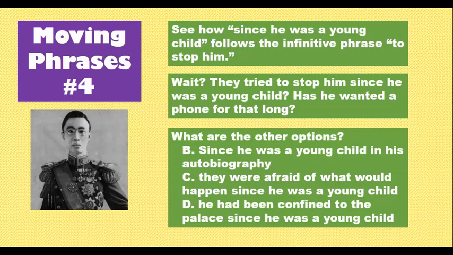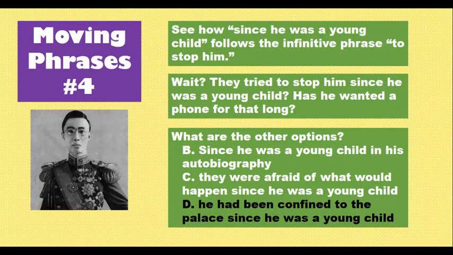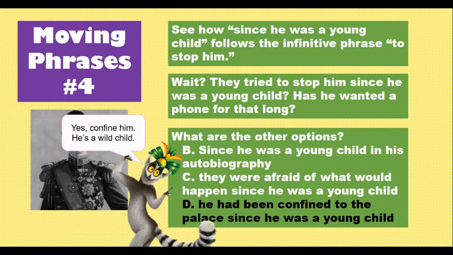And so it says, well, since he was a young child in his autobiography, they were afraid of what would happen, or he had been confined to the palace since he was a young child. And even when you bounce around, you're like, oh, I can hear it. Oftentimes you can hear the answer if you just kind of bounce it around a little bit. You're like, that makes a lot more sense. Like he needs to be confined to the palace since he was a young child, or has been confined since he was a young child.